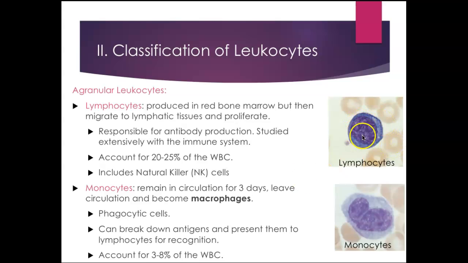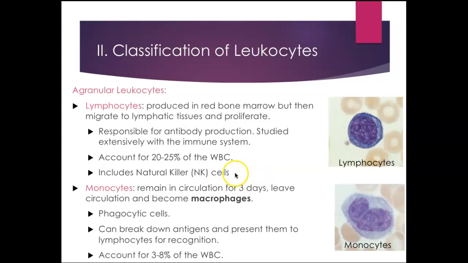We have our lymphocytes that are produced in the red bone marrow, but then migrate over to our lymphatic tissues to proliferate, which is how it got its names as B and T cells. So more on that in our immune system. Their job is to produce antibodies and work extensively within our immune system. And we have about 20 to 25% of all of our white blood cells as lymphocytes.